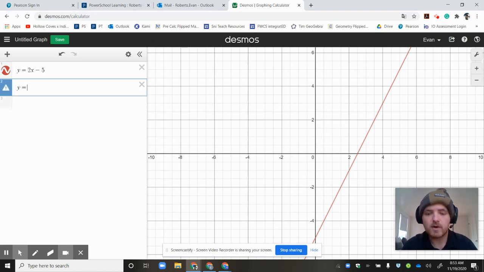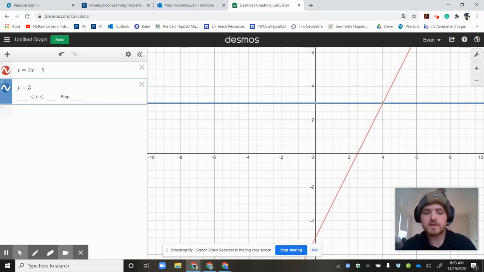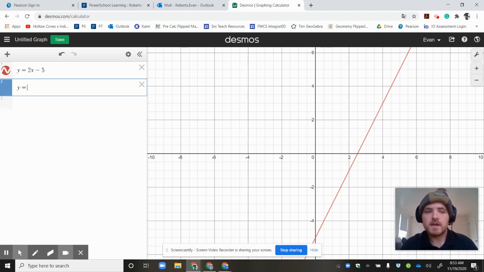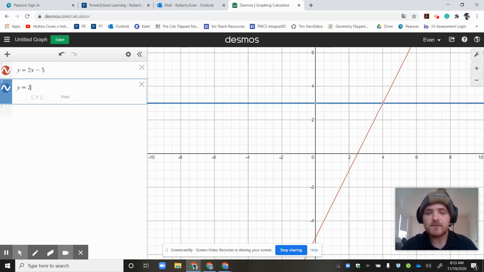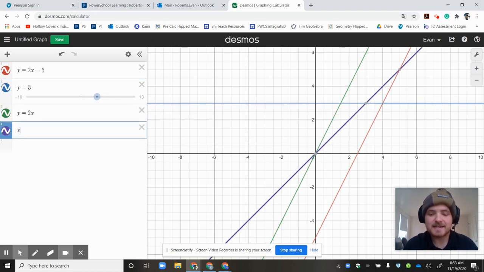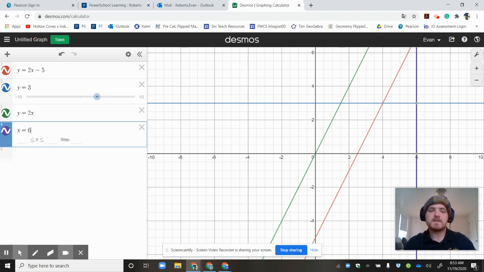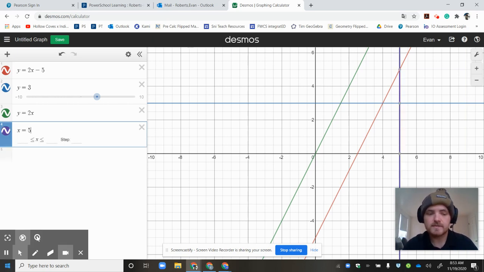You also need to know that a horizontal line is just y equals 4, something like that. Y equals 3, y equals 2, y equals 1. You need to know that a vertical line is anything that has just x equals anything. X equals 3, x equals 6, x equals 9. Anything that has just x equals something will be a vertical line.